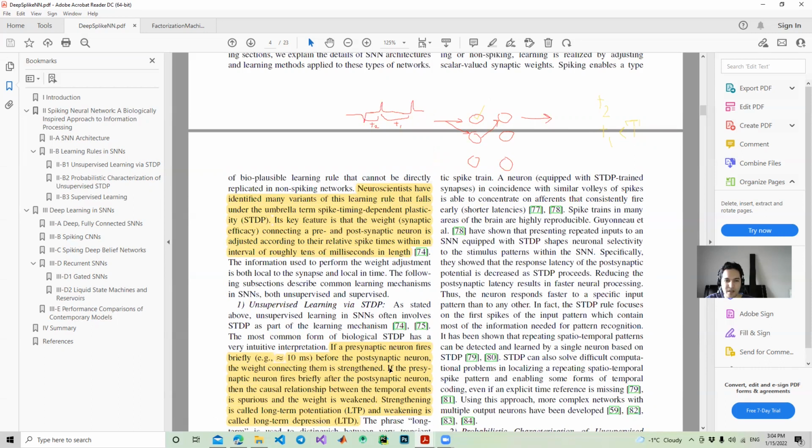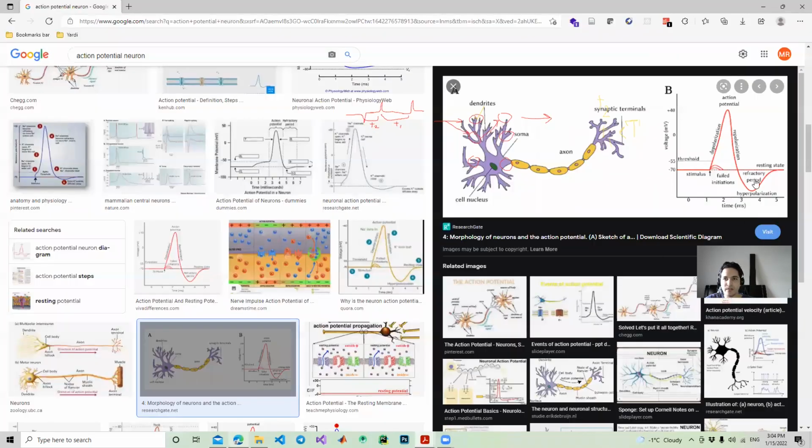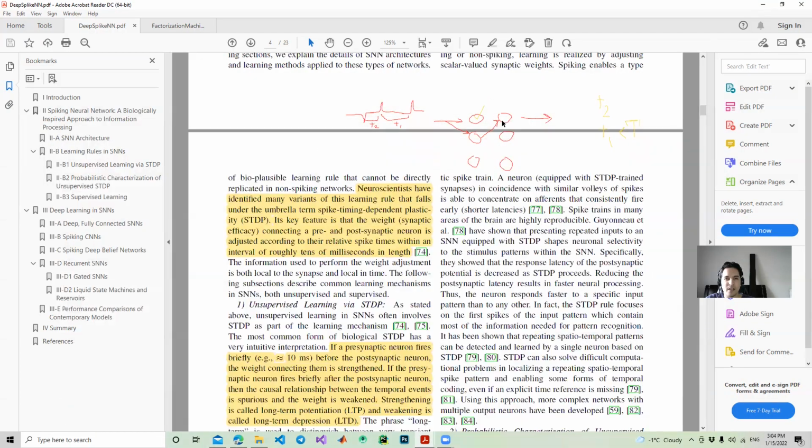And if the presynaptic neuron fires briefly after the postsynaptic one, so this one fired, and about 10 milliseconds later this one fires, then this neuron will be, as I showed you here, in the refractory period, so it will not get any weight, and the weight is weakened.